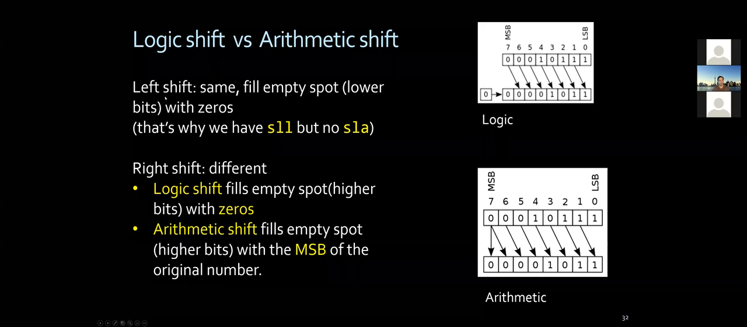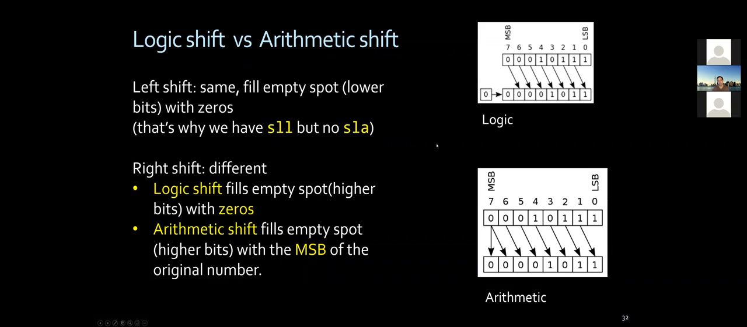So the left shift essentially fills empty spots, the lower bits, with zeros. This is why we have SLL, but we don't have SLA. There is no meaning to filling in the empty slots on the right as we shift to the left with anything other than zeros. When we shift by 1, we want to multiply by 2, and we want the extra bits from the right to be zeros. So this is the normal logical operation.